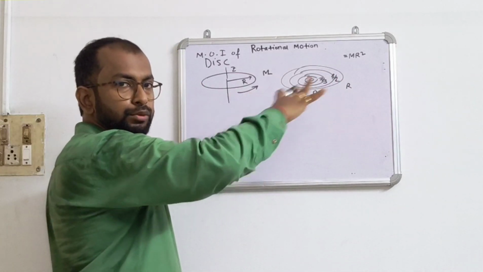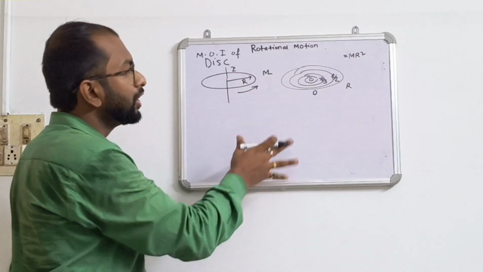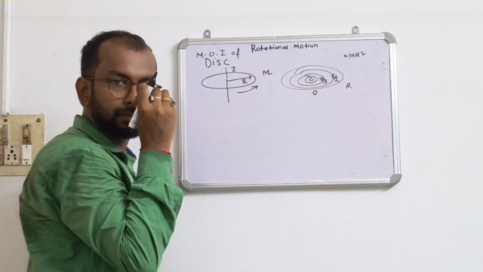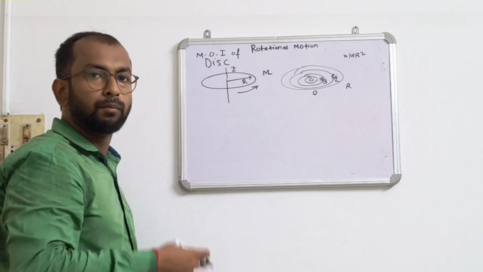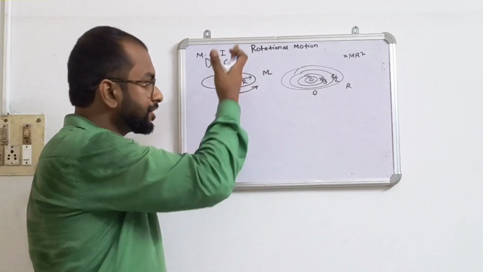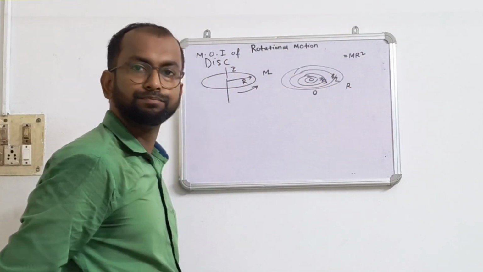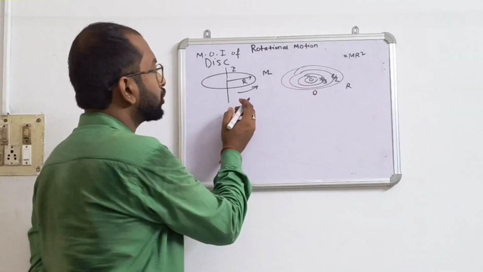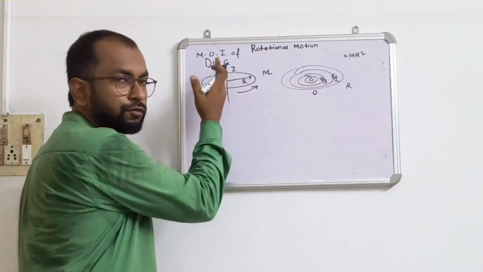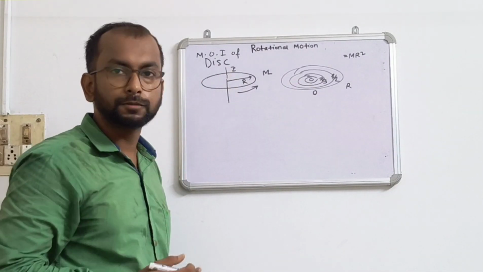So mass is distributed. So moment of inertia will be less than m r square, of course, because the mass is distributed towards the center also. The more the distance of the mass from the axis of rotation, the more the moment of inertia is. If more mass is concentrated towards the center of rotation, the moment of inertia will be less.